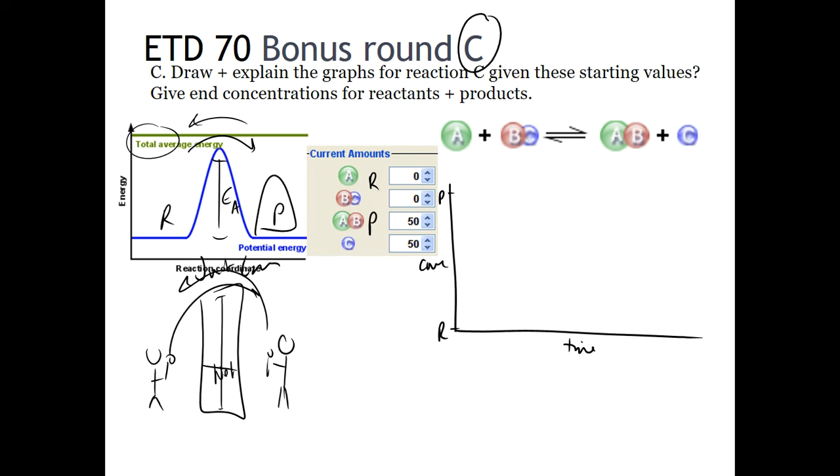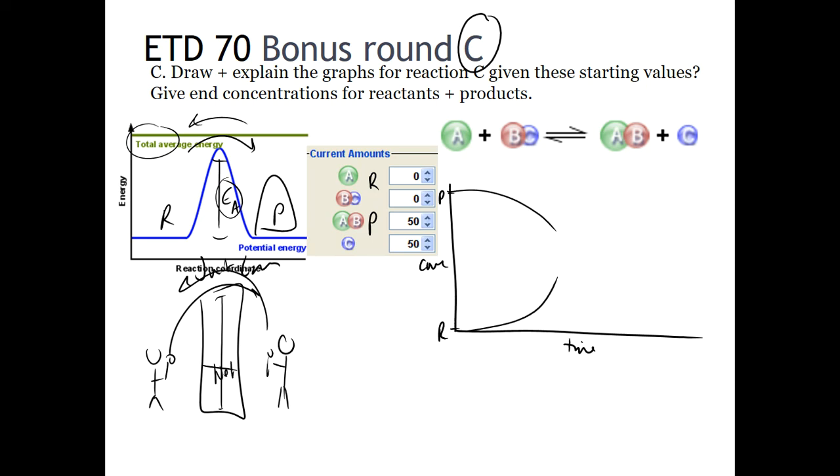Then I can see, of course, they're going to want to reach equilibrium. They're going to want to make and break at the same rate. But are they going to do it quickly? Well, that all comes down to how easy it is to get to the other side. And I can see the activation energy is high, so it's going to take a long time, right?